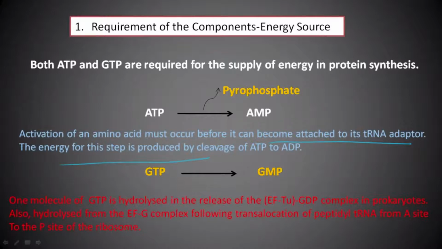And GTP is required: one molecule of GTP is hydrolyzed in the release of the EF-Tu GTP complex in prokaryotes, and also in the eukaryotic process. EF-Tu means elongation factor, which will be discussed in the elongation slides.